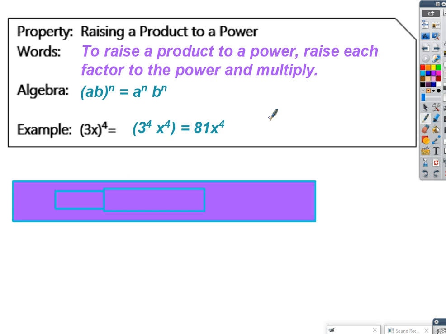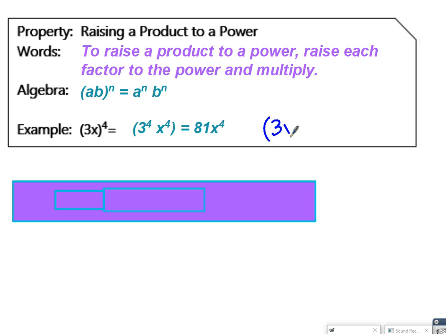Let's try another example. What if it were 3x squared to the 4th power? Remember, we would have to take 3 to the 4th power, because 1 times 4 is 4, and then we'd have to take 2 times 4 to get 8. And as we've seen previously, 3 to the 4th is 81, x to the 8th. Putting a lot of rules together.